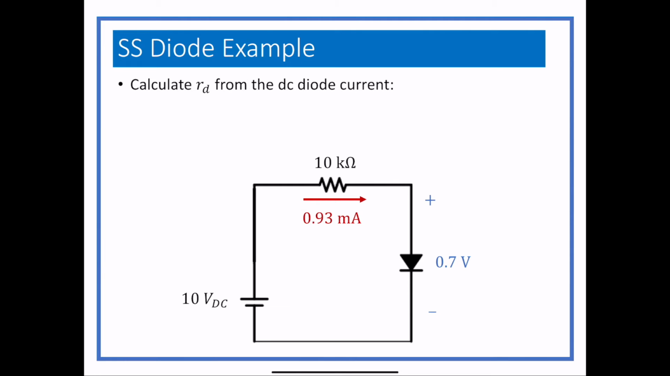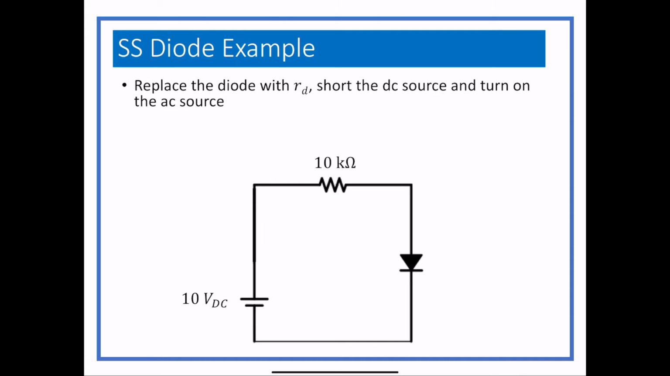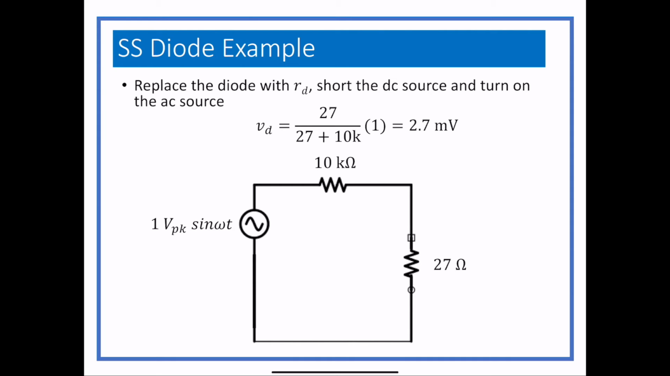Now, we're going to calculate the resistance, and we take 25 millivolts divided by 0.93 milliamps, and we get 27 ohms. So what we do is we now replace that diode and put the AC source back in, and we end up with a resistance and an AC source, and now we can just use voltage division to figure out the voltage across the diode. If we do that, we get 2.7 milliamps for that value. So that's how small signal diodes work.